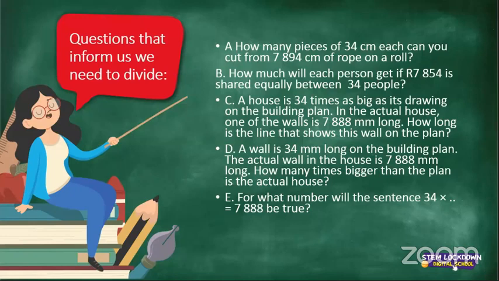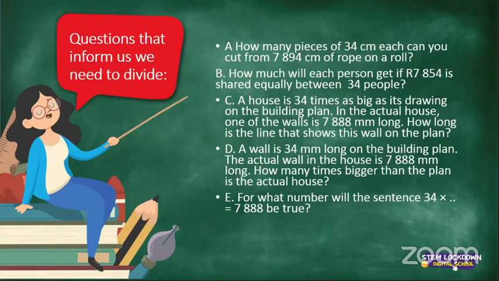It says here, how many times bigger than the plan is the actual house? So please don't confuse this word bigger. They are actually still wanting you to divide so that you know how many times bigger. It says a wall is 34 millimeters long on the building plan, and now they are giving you the actual wall in the house, which is 7,888 millimeters long. So you divide 7,888 by 34, and you will know the answer.